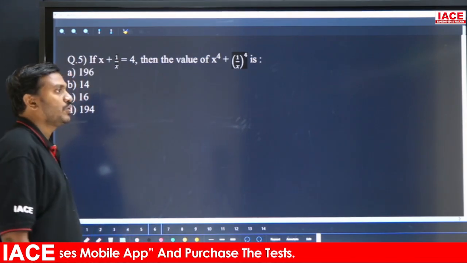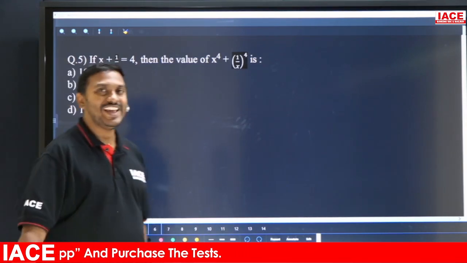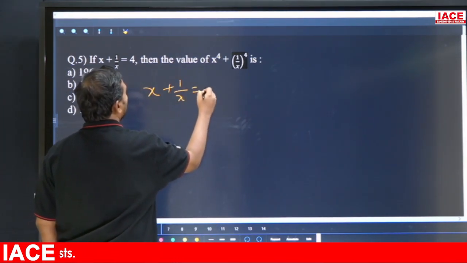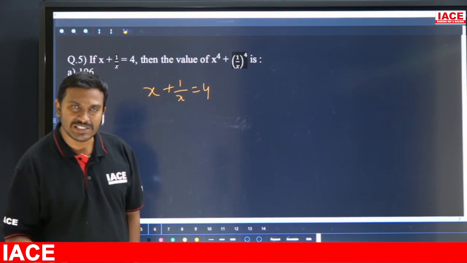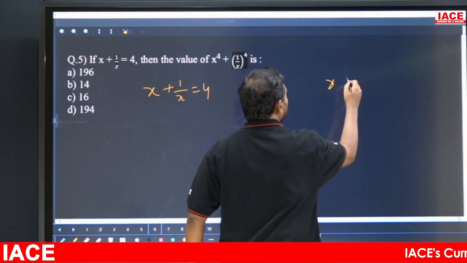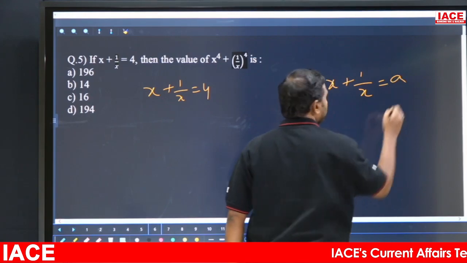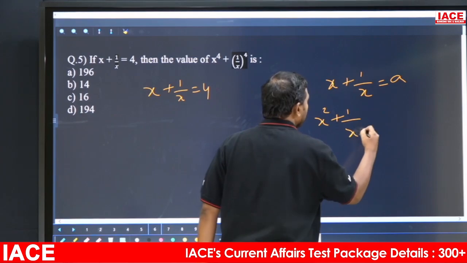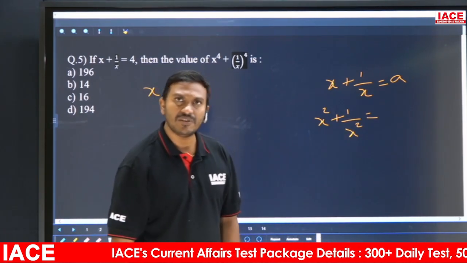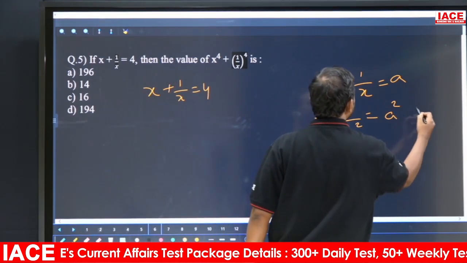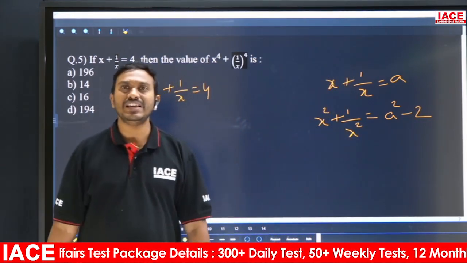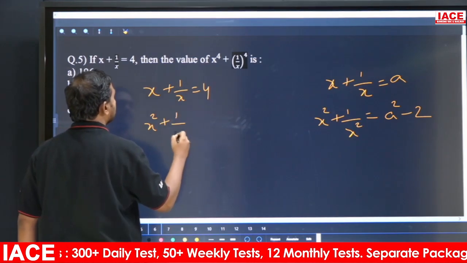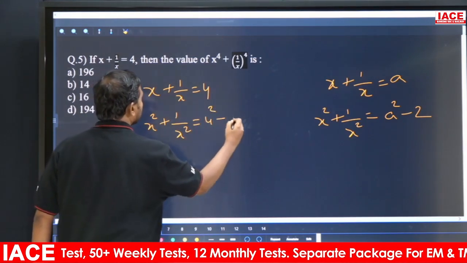Question number 5. It is an algebra question, x plus 1 by x. Just see, if x plus 1 by x equals 4, find the value of x power 4 plus 1 by x power 4. What is the formula we know? If x plus 1 by x equals a, then x square plus 1 by x square is a square minus 2. So x square plus 1 by x square is 4 square minus 2, that is 14.